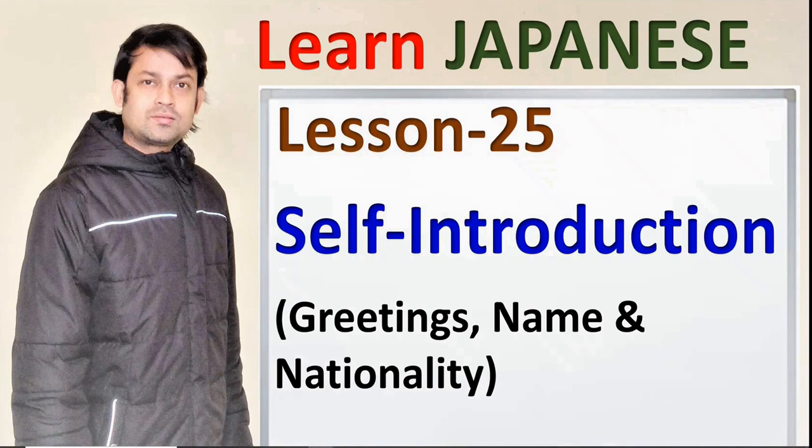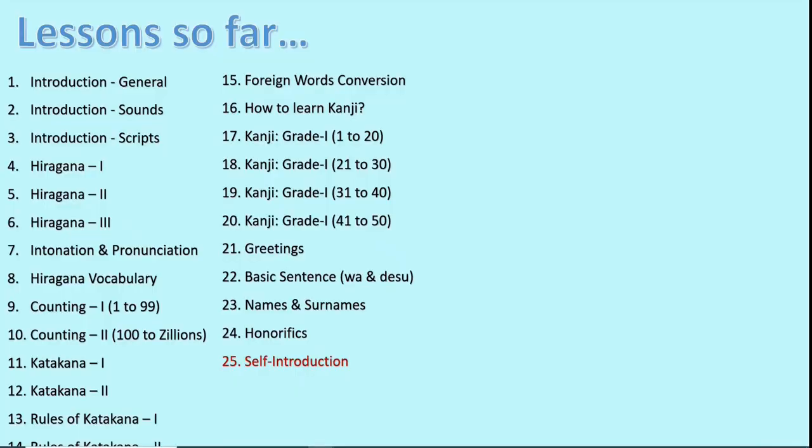Today is lesson 25: self-introduction, greetings, name and nationality. In the last four lessons, we have learned about greetings in Japanese, the basic sentence structure involving the wa particle and the desu copula, surnames in Japan and how they evolved, some generic rules in male and female names, and then the honorific titles used in modern Japan. So now it's the right time to introduce ourselves in Japanese, and today's lesson, self-introduction, deals with that.